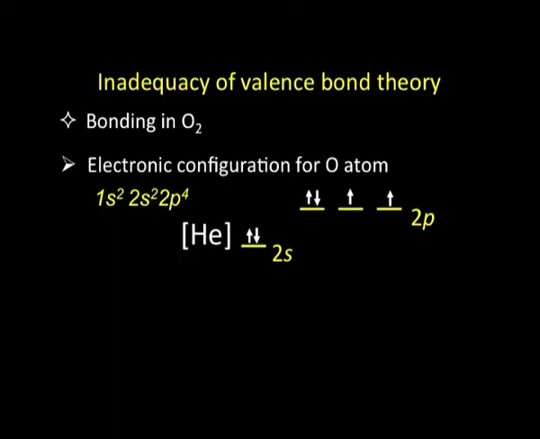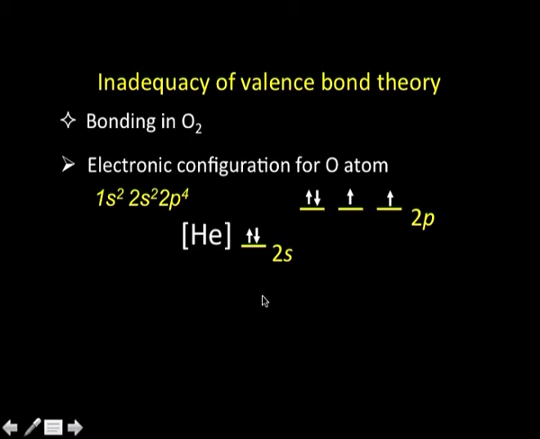We try to establish this with the help of an example of bonding in the case of the oxygen molecule. We know that the electronic configuration of the oxygen atom is 1s2, 2s2, 2p4. That is how we represent it. This helium core represents the 1s2, and then we have 2 electrons in the 2s orbital, and then there are 4 electrons in the 2p orbital.